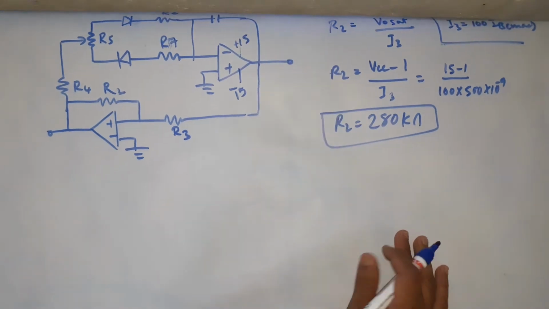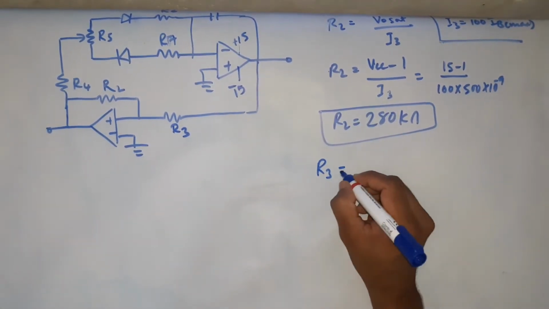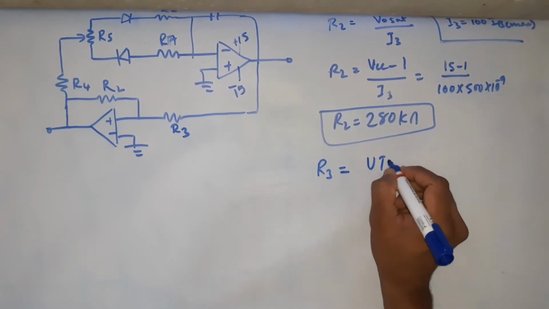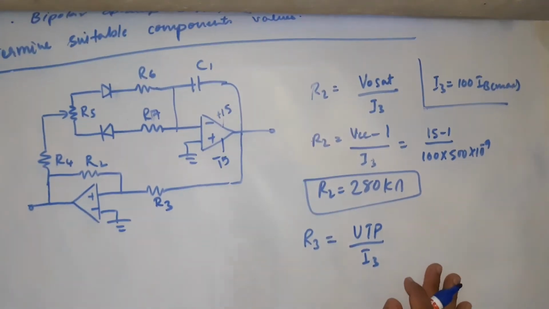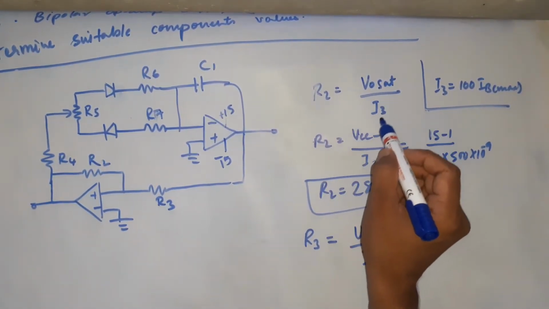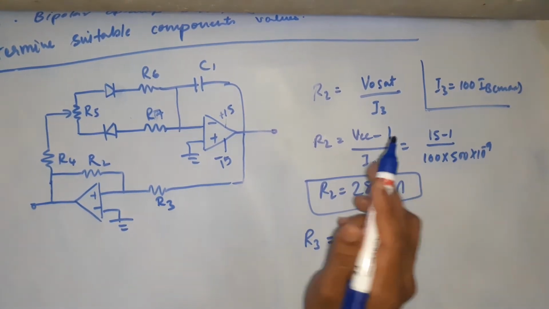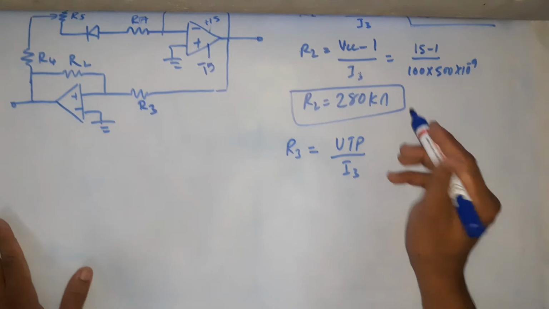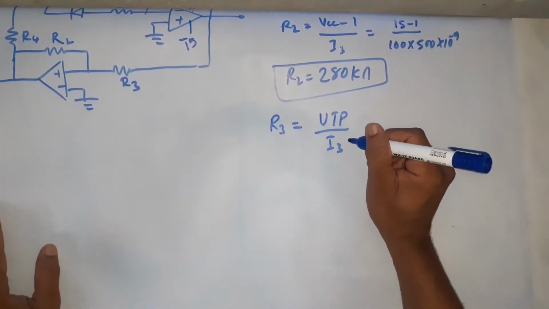Now, how will you calculate R3? We have R3 equal to UTP divided by I3. Right? Now see here. You may be thinking why I have written R2 equal to V0 sat by I3. Here I2 and I3 both are same. There is only one current circulating here. Now UTP by I3.